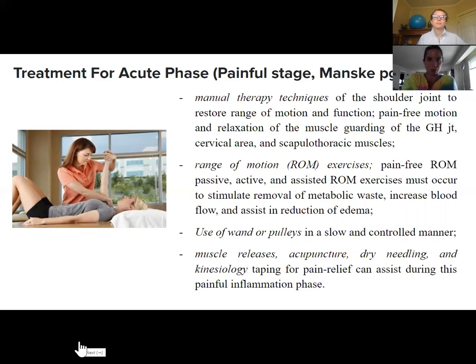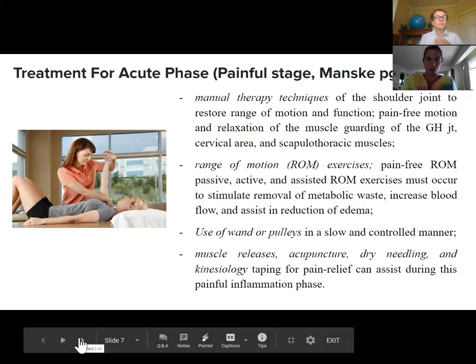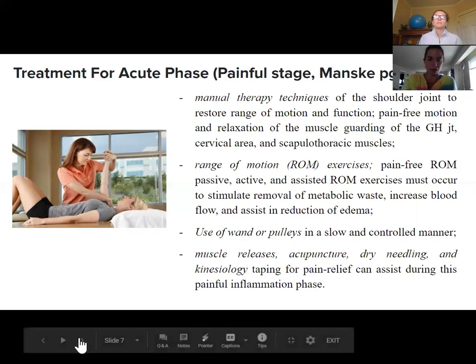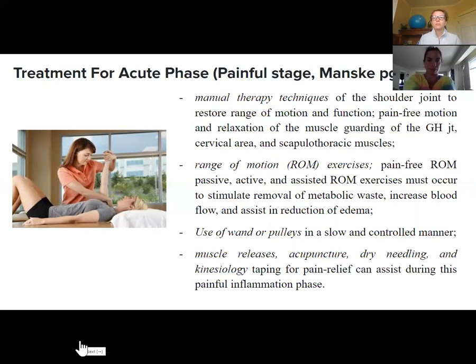We can use the pulleys in a slow and controlled manner. And it's been found that muscle releases, acupuncture, dry needling, and kinesiology taping are used as pain relief, and they can assist in this painful inflammation phase.